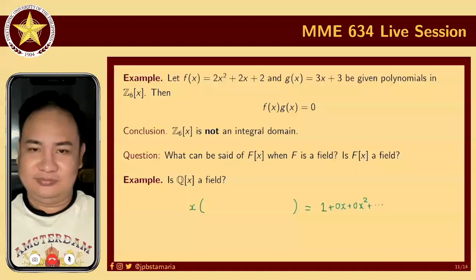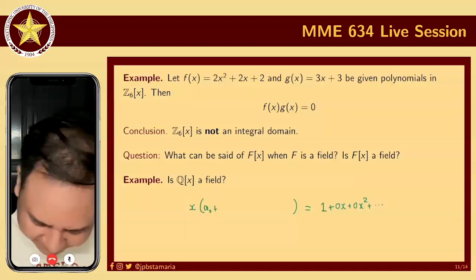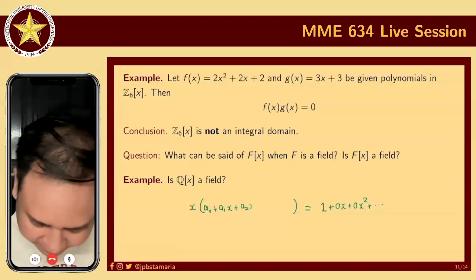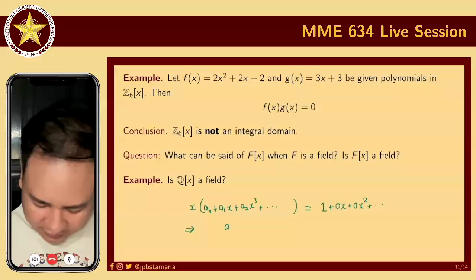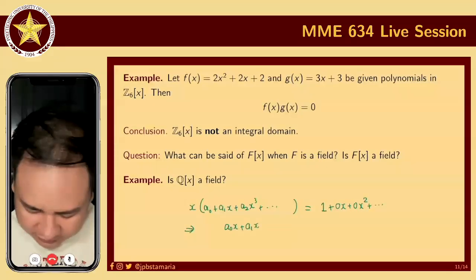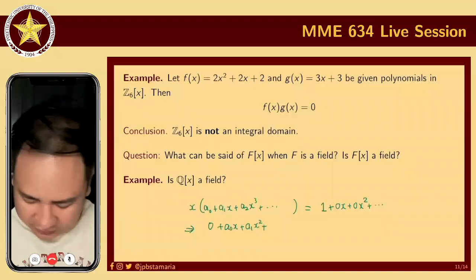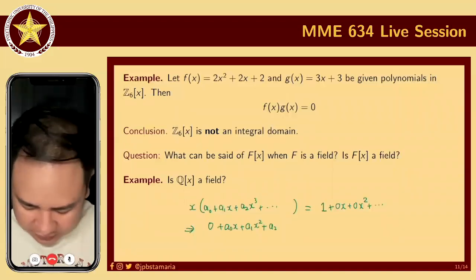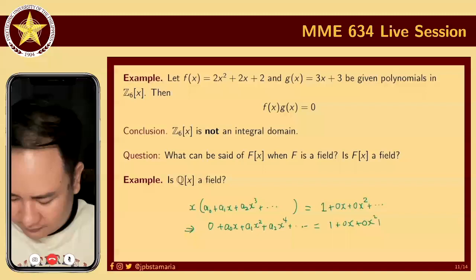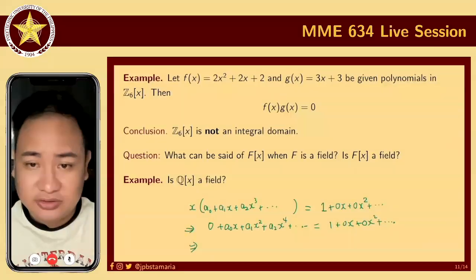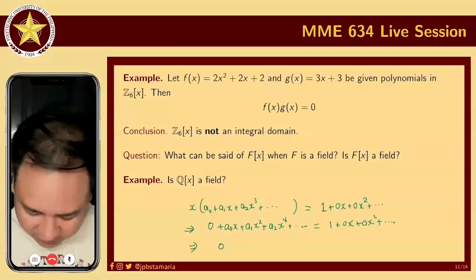Tignan natin. Kunwari meron. Ito kunwari siya. Pero pag minultiply mo yan, ganito mangyari, di ba? A0x plus A1x squared. Actually, may 0 ka dito ngayon. A2x to the 4th plus and so on. Mag-i-equal siya sa 1 plus 0x plus 0x squared. Equating corresponding coefficients, ang mangyayari, 0 will equal to 1.